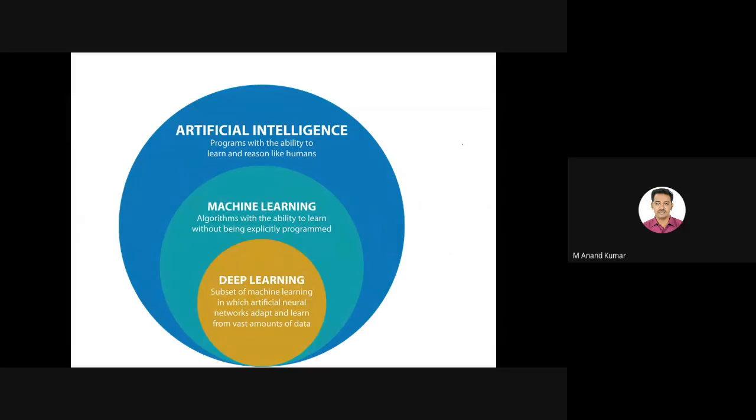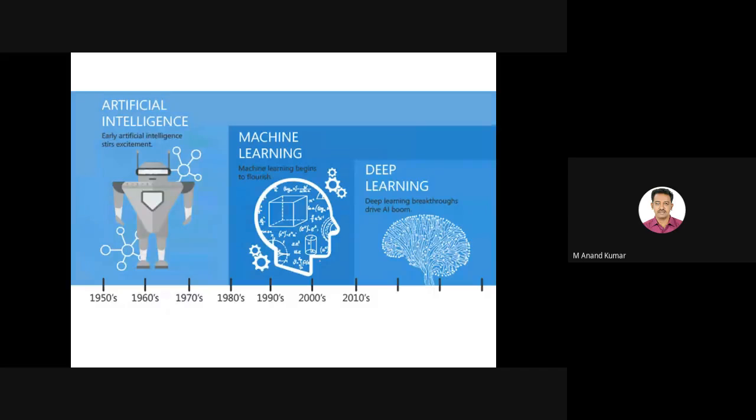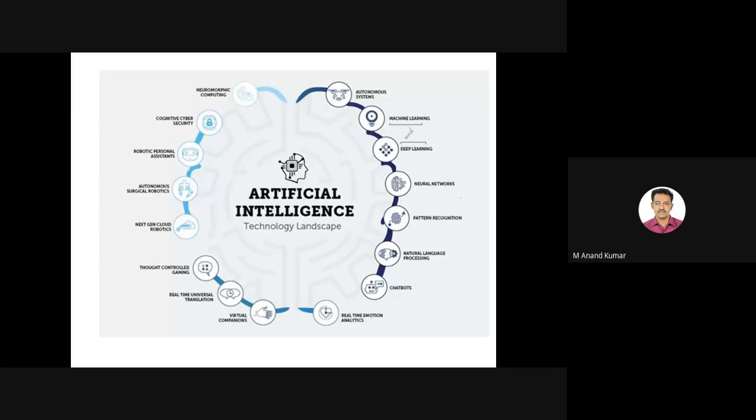You know that AI is a superset, machine learning is a subset of AI, and deep learning is a subset of machine learning. This is year-wise: when AI started, when machine learning started, when deep learning started. What is the application behind AI? As I said, it does not pertain only to image processing, computer vision or language processing. In all other areas wherever data is there, you can apply deep learning or artificial intelligence. You can say cognitive cybersecurity, neuromorphic computing, which are new areas.